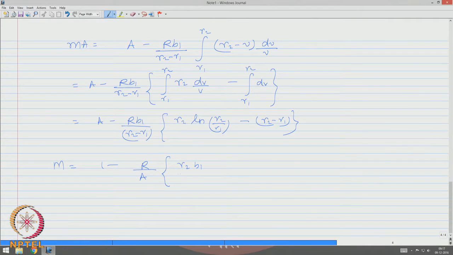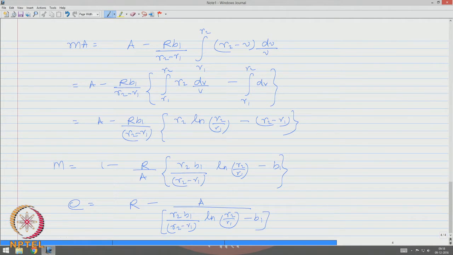R2 B1 by R2 minus R1 log R2 by R1 minus B1, and E is R minus A by R2 B1 by R2 minus R1 log R2 by R1 minus B1. So, now these are the two equations for estimating the location of neutral axis for a triangular section.